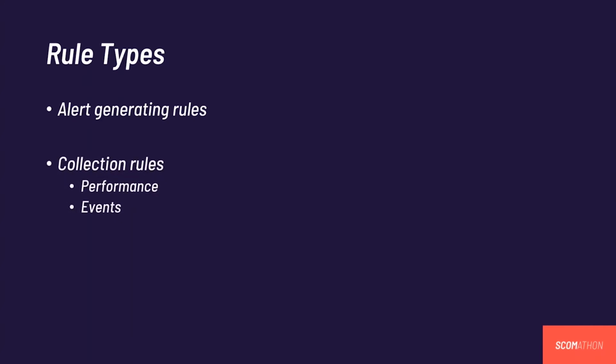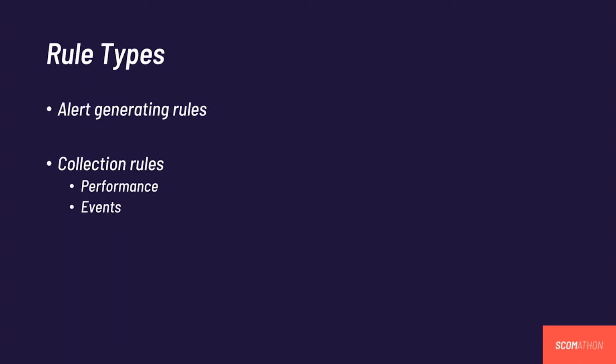Then a different type of rules is a collection rule. These rules do not create alerts. They only collect data from agents and then save it in the database. That's all they do. And then you can, of course, use this data to run your reports.